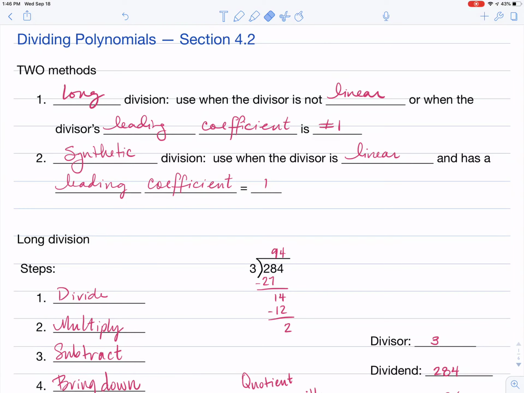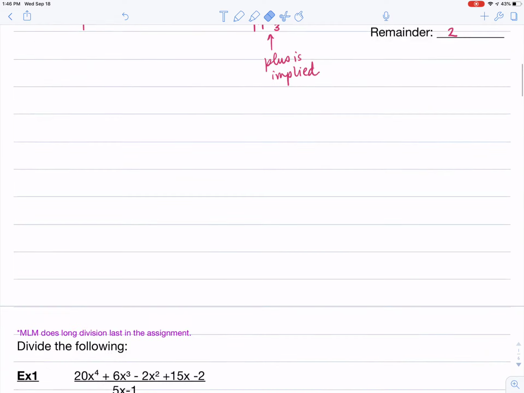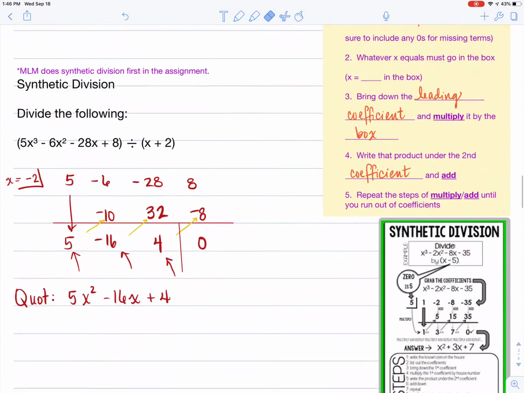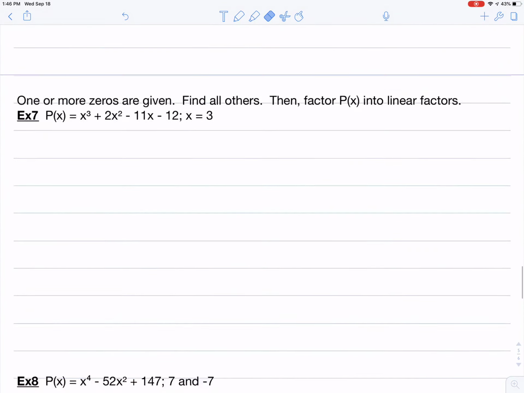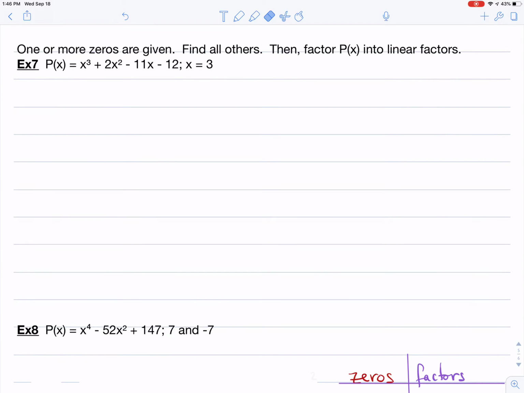Hey folks, this is a video that shows an example. We're going to go to example number 8 in section 4.2, the dividing polynomial section. So if you go all the way down to the bottom, first thing I want to do is look at the directions right before example 7.